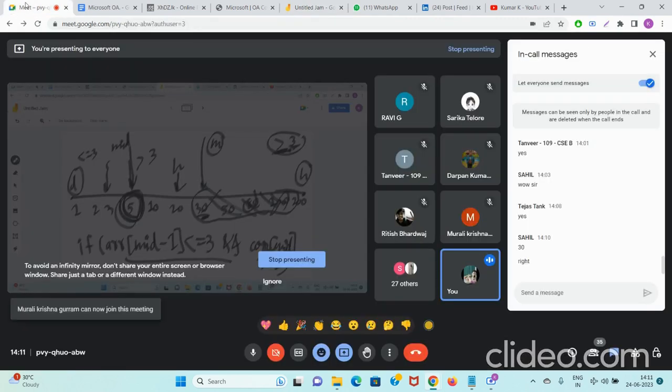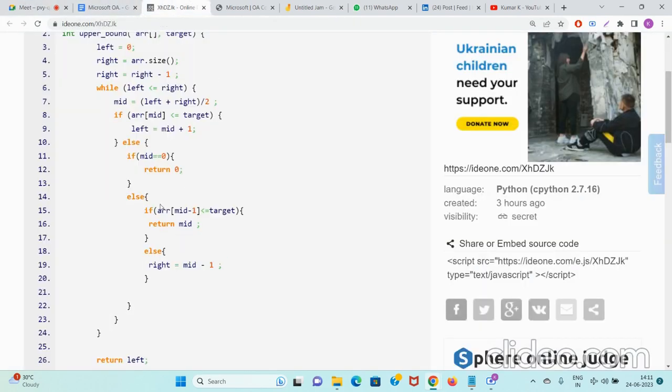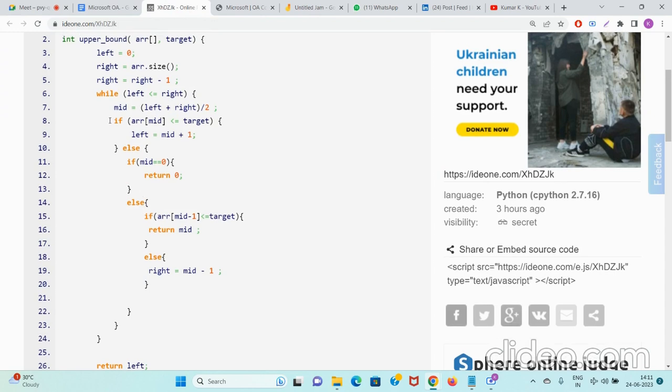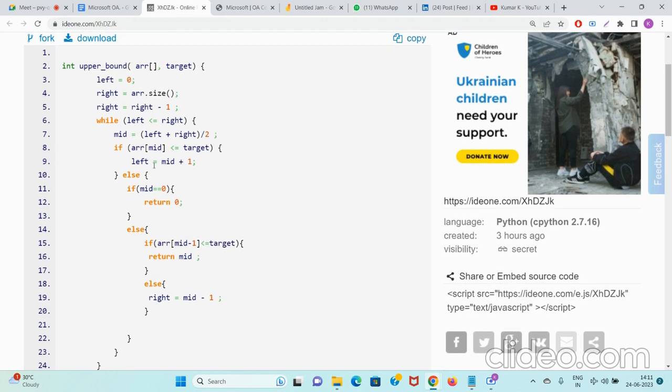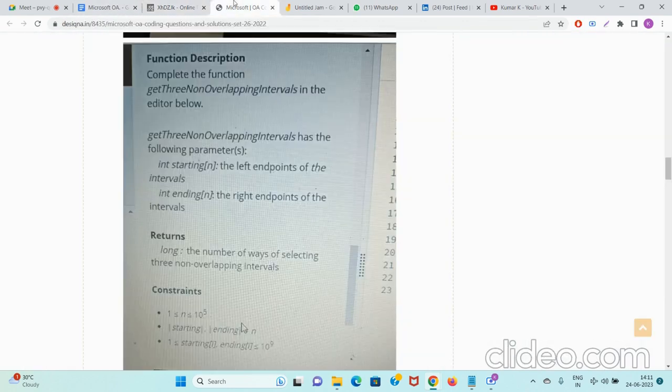That's why I had written it in the chat. I had written it in the chat here also, okay: first, if mid is 0, then return 0. If the previous guy is less than or equal to target, it means you have found the first guy which is greater than the target, so return the answer. If you haven't found it, make right equal to mid minus 1. In case you get stuck on a number which is already smaller than the target, then make left equal to mid plus 1. By doing this, you will easily find the index.